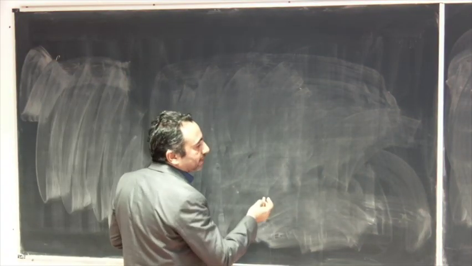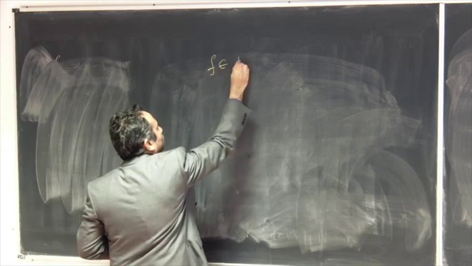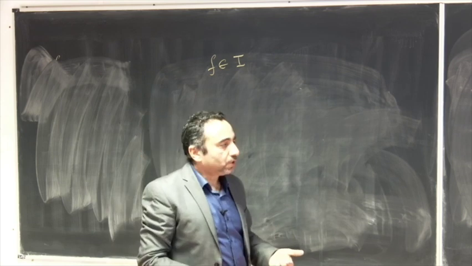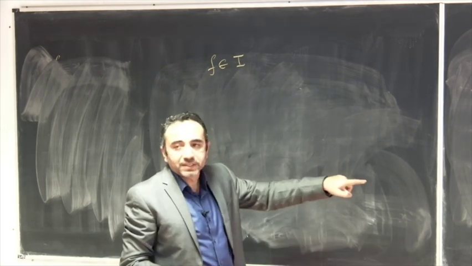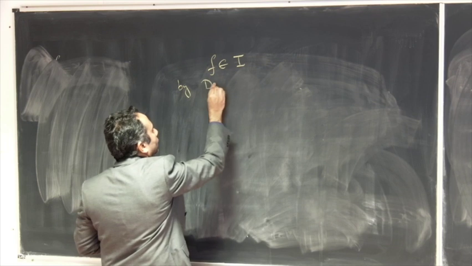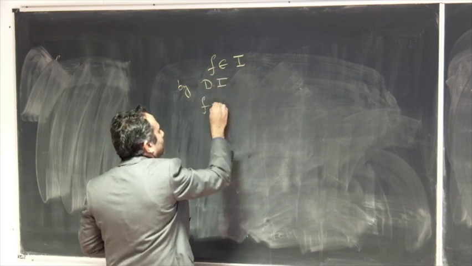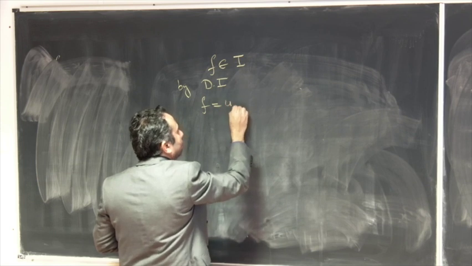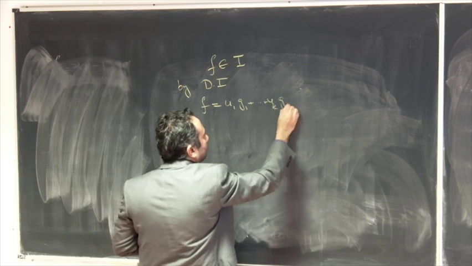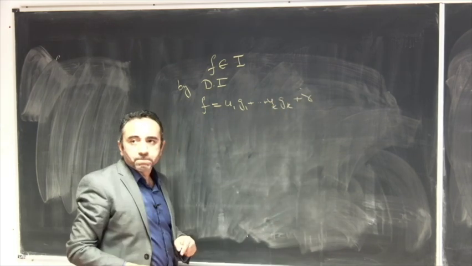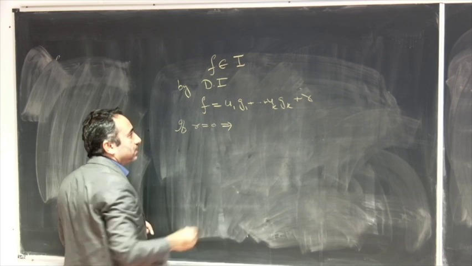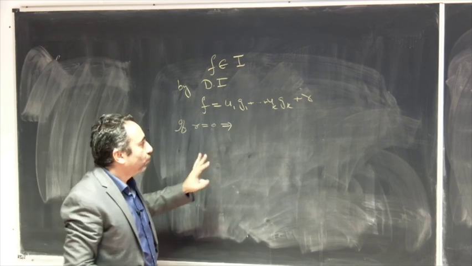Let's say we have some f belonging to I, and by our division algorithm, we divide that f by the set of polynomials g1 up to gk. By the division algorithm, we get f equal to u1 g1 plus so on plus uk gk plus some remainder r. If this remainder r is equal to 0, that means f is a multiple of g1 up to gk, and we are done.